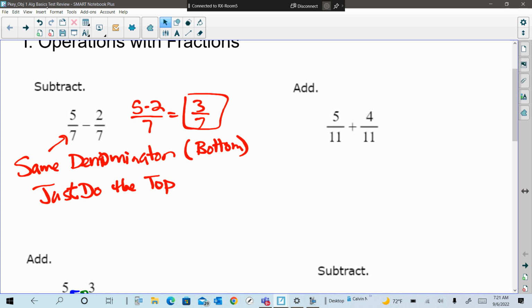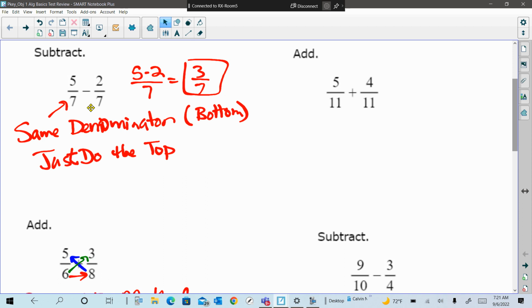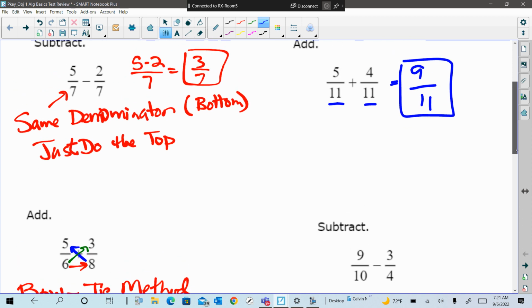So the first set of fractions, adding, subtracting, I'm going to give you some that have the same bottom numbers, the same denominator. So you just basically do the operation to the top number. So they're just showing you that 5 minus 2 is 3 7ths. Since these denominators are the same, that number is going to stay at the bottom. Now we're just adding the top. So this would be 9 11ths. Okay, so if the denominator is the same, you just add or subtract the numerators.